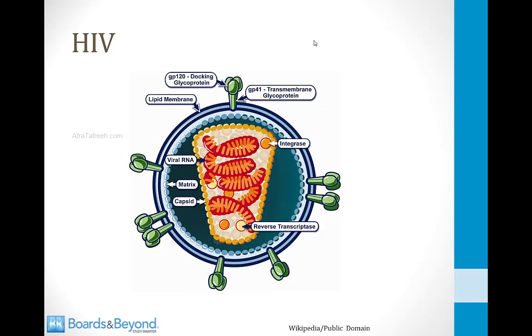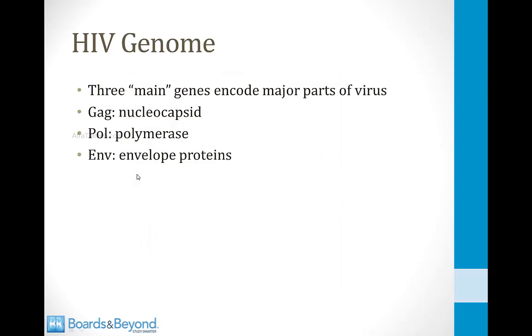This is a drawing of HIV, and you can see that there are glycoproteins sticking out of the lipid membrane. These glycoproteins include GP120 for docking and GP41 for fusion and entry. You can also see that the capsid has a conical shape and that there are enzymes inside the capsid bound tightly with the RNA. There are three main genes that encode for the major parts of the HIV virus.